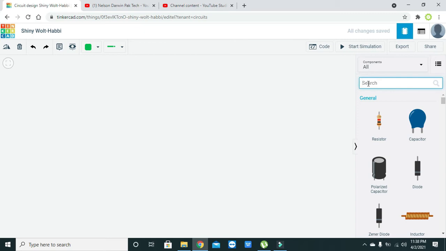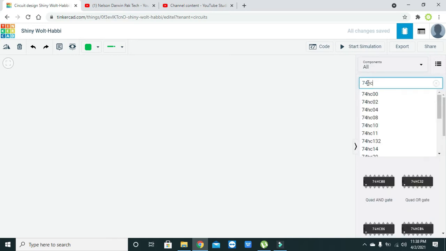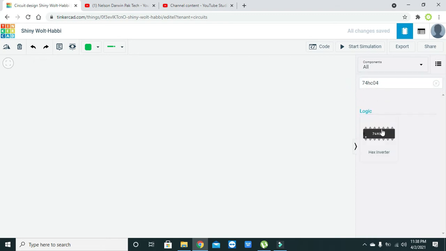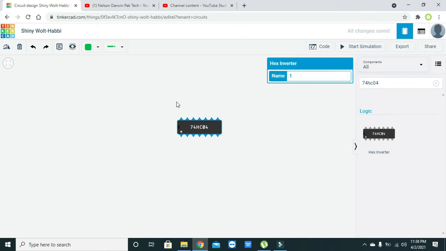In this simulation tutorial, we will learn about designing and using the NOT gate circuit within Tinkercad. First, Tinkercad offers a basic package, not quad, it is the hex package. That is, it has around 6 NOT gates in a single IC. Its part number is 74HC04. They also call it a hex inverter. Hex means 6 and inverter means NOT gates.